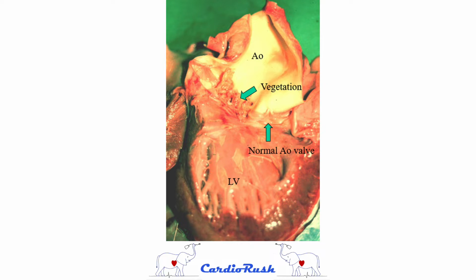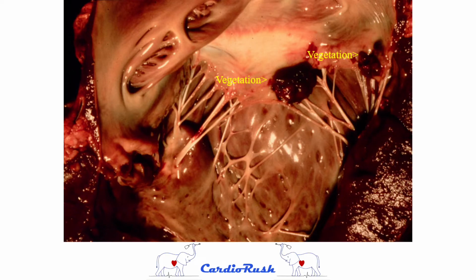This picture shows a region of normal aortic valve and another portion of the valve that's affected by bacterial endocarditis with a vegetative lesion on that valve. Here's the heart, opened up, of another animal, a large animal that has a relatively fresh vegetation on the atrioventricular valve.